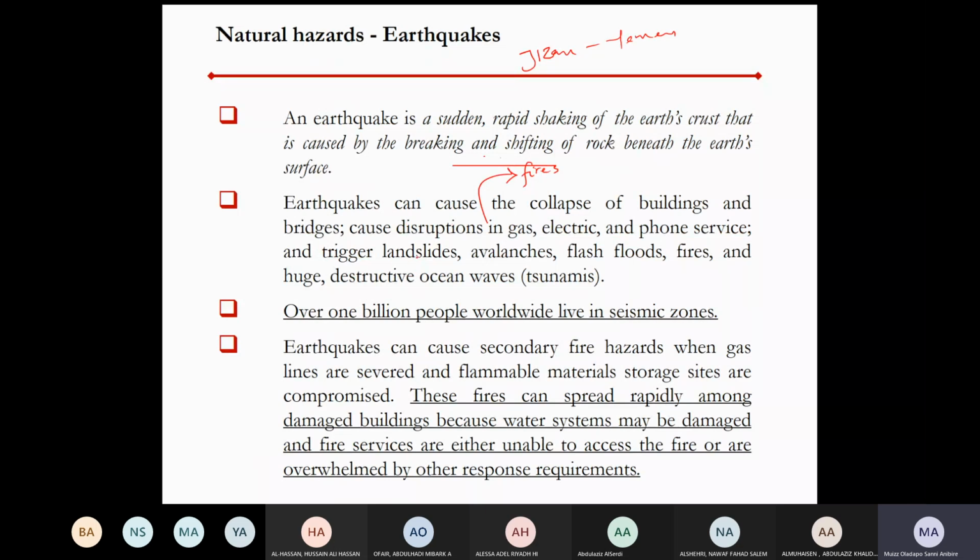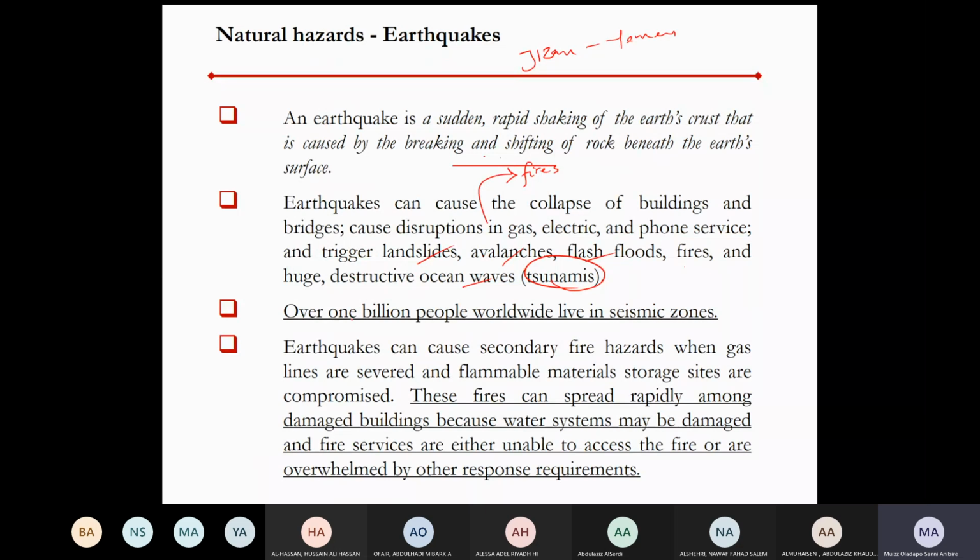It could also lead to secondary effects. This is another thing about earthquakes. It could lead to other things like landslides, avalanches, which is ice and snow falling, flash floods, fires, and huge destructive ocean waves, tsunamis. When you have earthquakes occurring at the seabed, in the bottom of the ocean, this could lead to what you call tsunamis, another kind of natural disaster.